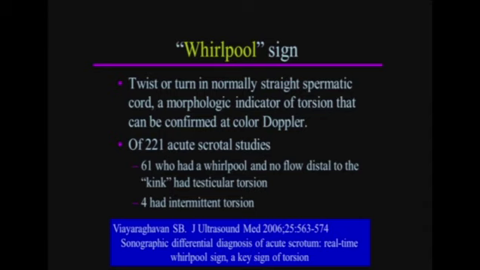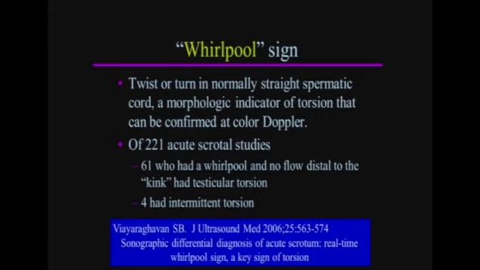Described in 2006 by a single radiologist out of India, in sonographic differential diagnosis of the acute scrotum, the real-time whirlpool sign, a key sign of torsion, was published in the Journal of Ultrasound in Medicine, as noted on the slide. The doctor noted that a twist or turn in the normally straight spermatic cord is a morphologic indicator of torsion that can be confirmed at color Doppler.